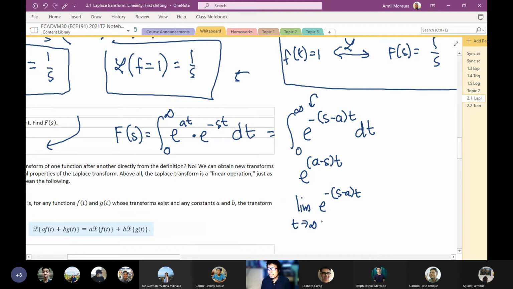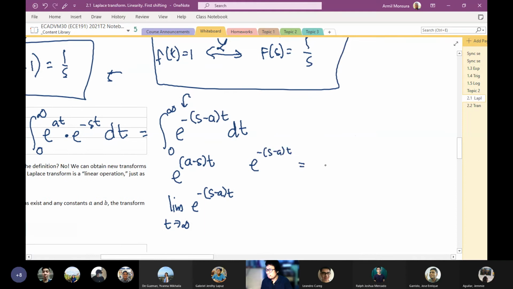What happens here is that e raised to negative s minus a times t is basically equal to e raised to negative t times s minus a. That is just a rearrangement of factors. That essentially makes your exponential have a negative exponent. Therefore, when you evaluate this limit, just like in the first example, it would equal 0, because the exponent is negative. So if you are dealing with exponentials in the Laplace transform, your main objective is to make the exponent negative, so that when you evaluate this kind of limit, it can simply be resolved to 0. Is that clear?